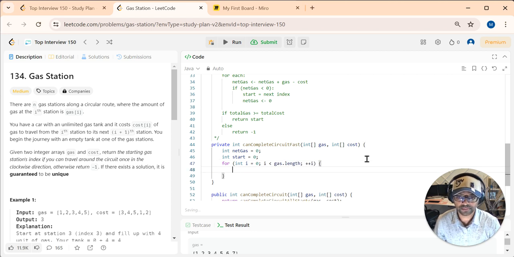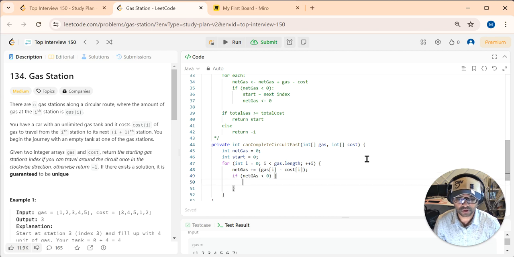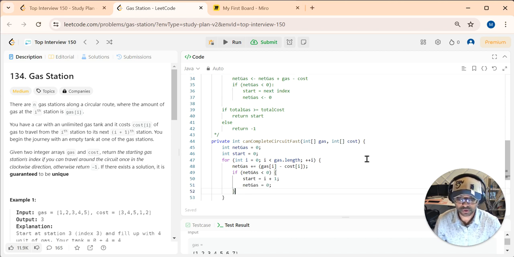And then for each element in the gas and cost array, what are we doing? First we are saying net gas plus equals gas of I minus cost of I, right? So we calculated our net gas, and if that became less than 0, which is negative, then we say start equal to I plus 1. The next one is the start, not where we are now. Potentially the next one isn't, but then the next loop iteration will take care of that, right? And then we say net gas is equal to 0. We need to reset it to 0 so that the next location can consider itself the start, right?